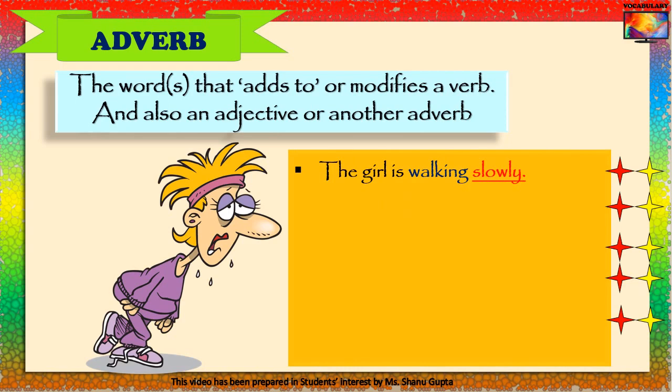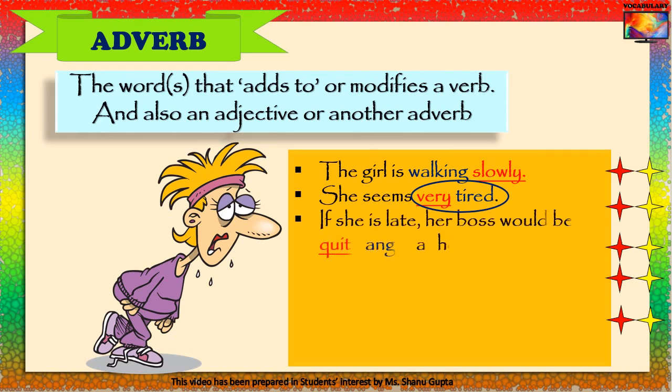If I say, the girl is walking slowly, the word slowly describes the manner in which the girl is walking. The word slowly modifies the verb walking, hence it's an adverb. Further, she seems very tired. Now tired is an adjective describing the state of the girl. And because very tells us how tired she is, the word very modifies the adjective tired. So very is also an adverb.